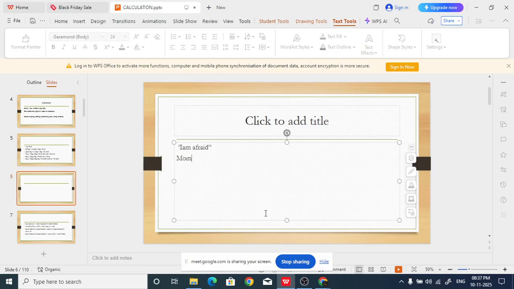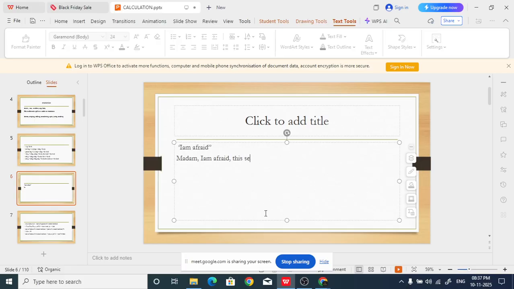With mom, usually we take some liberty. We will not give her big respect, or we will not be polite with her. Yes or no? With mom, yes, sir. Whereas with a teacher, you have to be very polite. So, teacher or madam: "I am afraid."